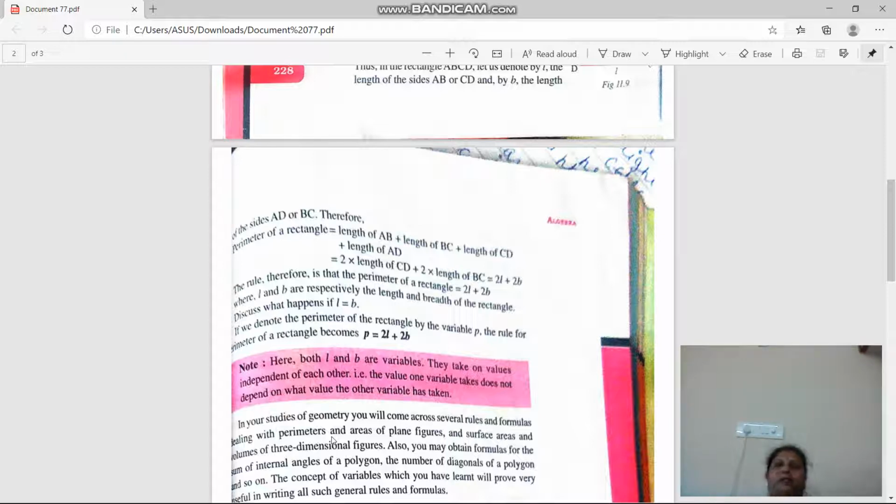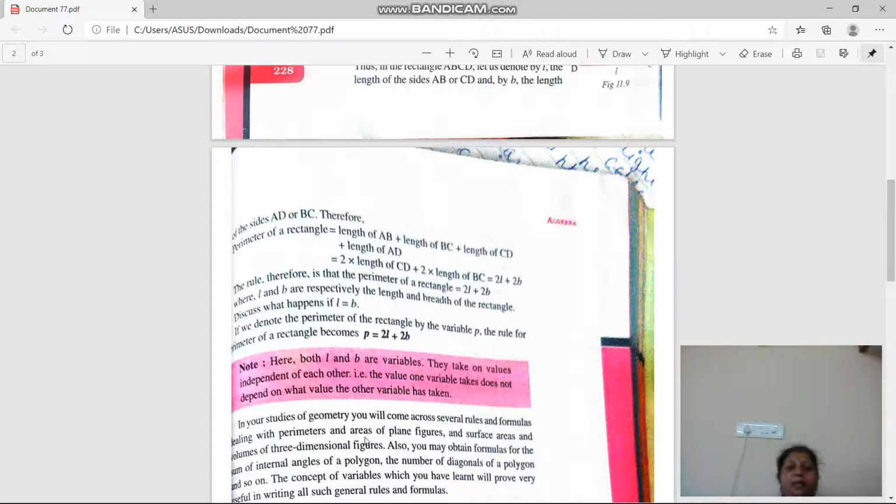Let's take the formula for area. Area of a square is equal to side into side. So we can take the side as S or we can take the side as L. So it is L square, otherwise we can say L into L. Right? So many formulas are there in geometry.